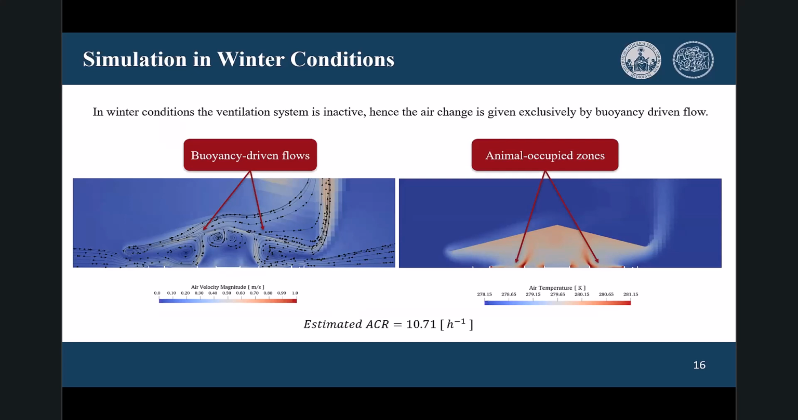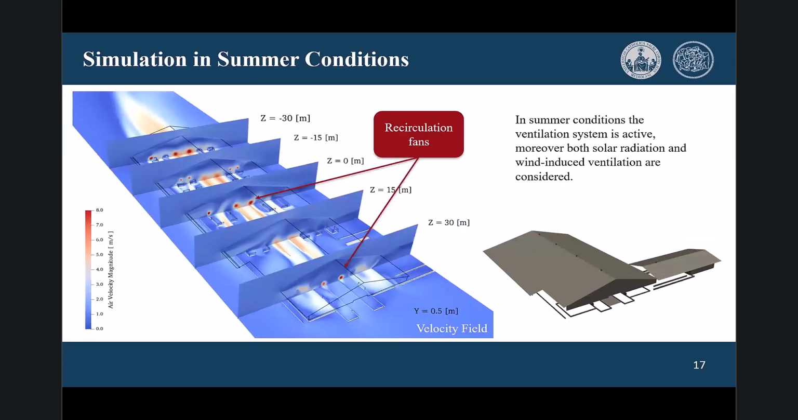On the left, you can see the velocity field and the creation of buoyancy-driven flows inside of the barn. And on the right, you can see the temperature field with the thermal stratification due to buoyancy. Of course, we are interested in winter conditions, but the most demanding conditions are summer ones.